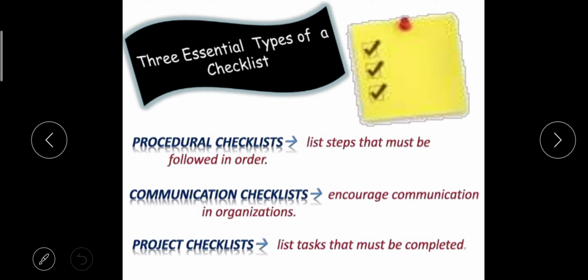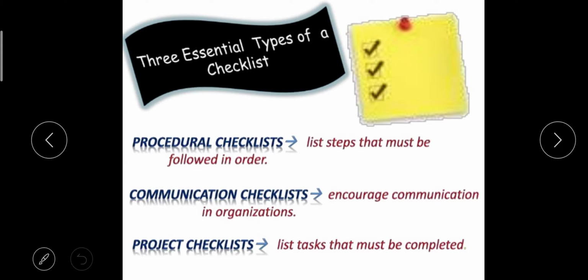Next we have some essentials of a checklist. There are three essentials: one is procedural, one is communication, one is project. The first one is the procedural checklist. It's a list of steps that must be followed in order. So in the procedural checklist, whatever statements you put should be in order. An example is a hospital site procedure.